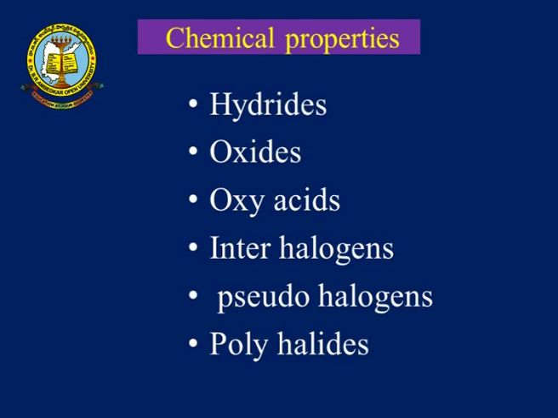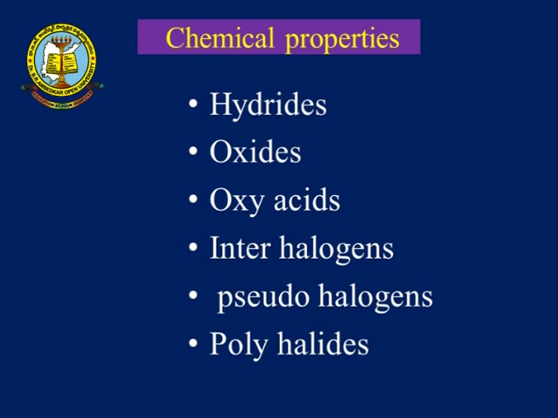Right. The next one is the chemical properties of 7th A group, or halogens. So after physical properties, you come to chemical properties. Here 6 types of properties are there. The first is hydrides, the second is oxides, the third is oxyacids, the fourth is interhalogens, the next is pseudohalogens, and the last is polyhalates. Of these, in our syllabus, interhalogens, pseudohalogens and polyhalates are very important in our semester syllabus. But before going to that, we are discussing what hydrides are, what oxides are, and what the oxyacids are.